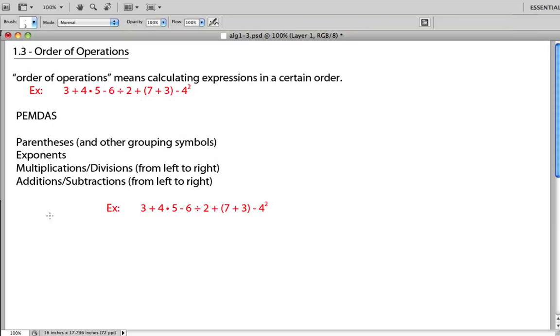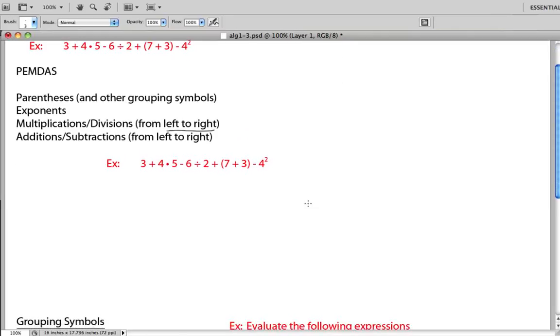What I'd like to point out is that multiplications and divisions can sometimes be confusing because people believe that multiplication should come before division as far as what you calculate. But that's not true. If all you have left is multiplications and divisions, you just calculate from left to right. And the same rule goes for additions and subtractions. So let's try this example right here.